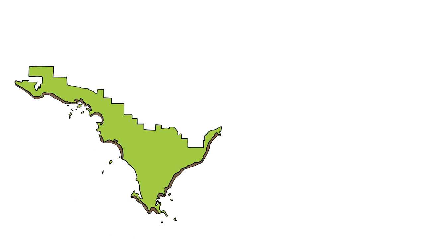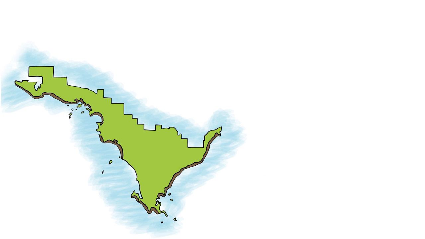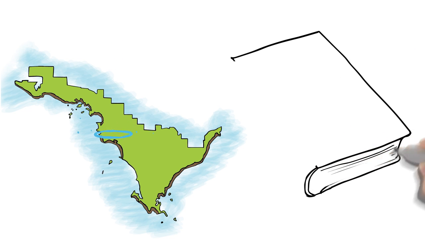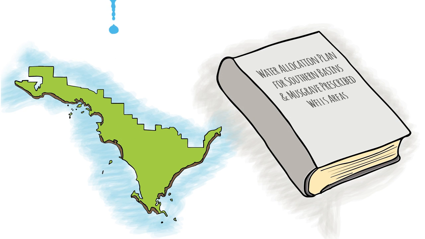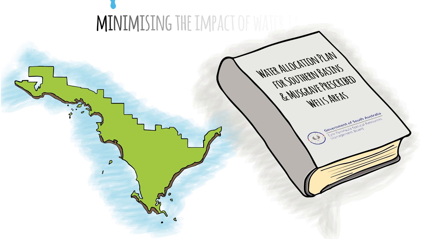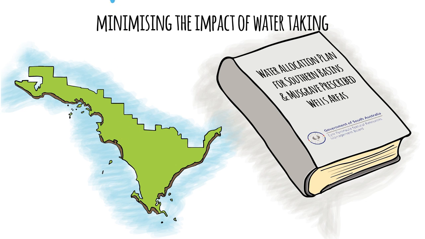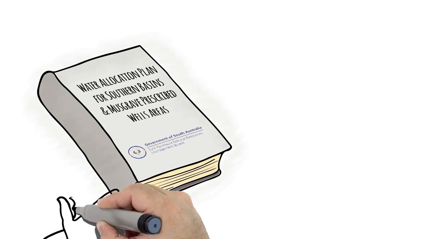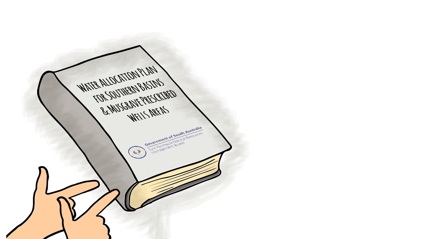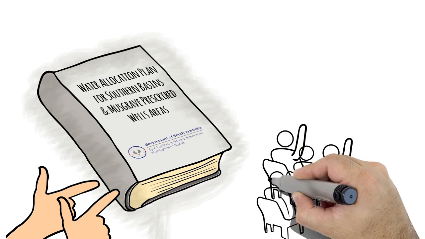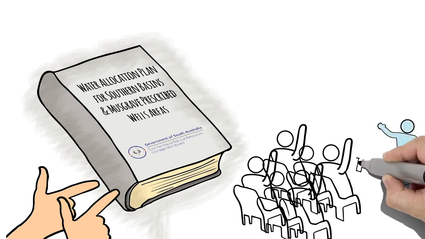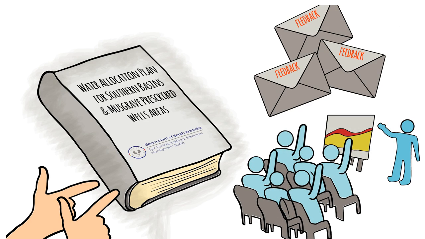The Water Allocation Plan for the Southern Basins and Musgrave is a comprehensive plan that's been developed to ensure the long-term viability of Eyre Peninsula's groundwater while minimising the impact of water taking on other water resources, GDEs and existing groundwater users. A significant amount of research has contributed to the development of the WAP and its policies. We have also listened to the community and incorporated much of their feedback into the plan.